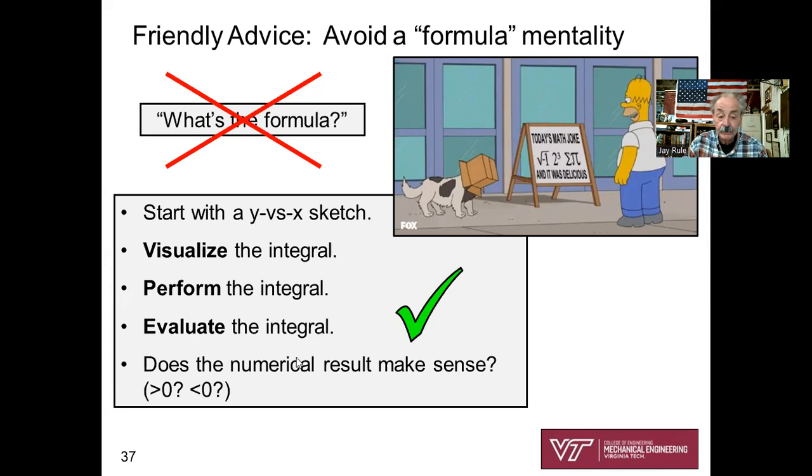And then finally, to close it all up, does the numerical result you got make sense? In other words, given your visuals, are you integrating from left to right? Did you get a positive number? Are you integrating right to left? Did you get a negative number? If not, you have to go back and find out where you made the mistake. Friendly advice: avoid a formula mentality.